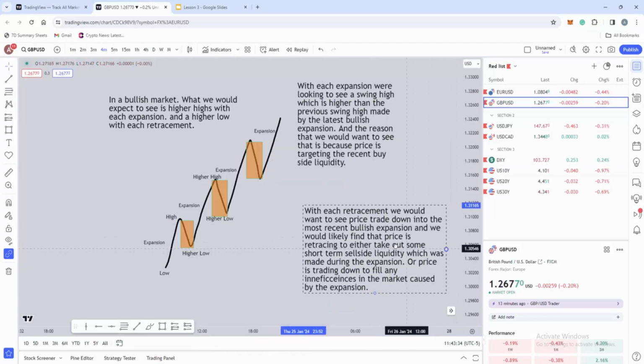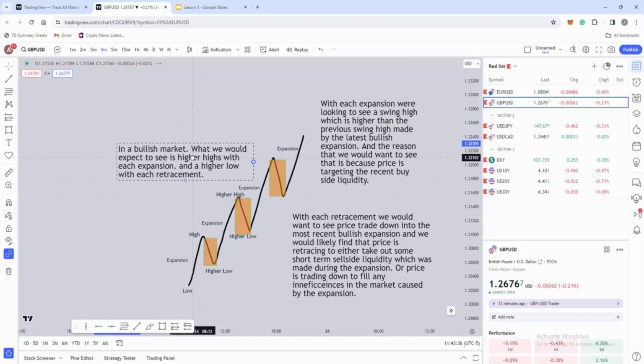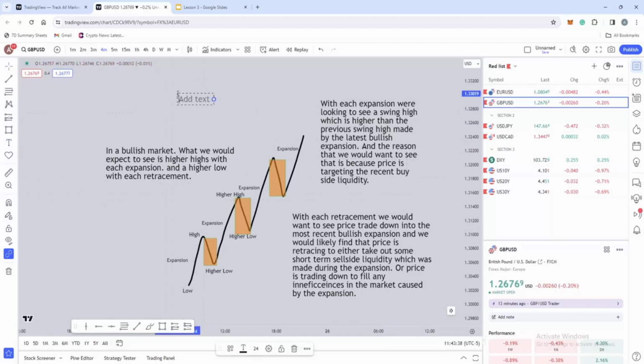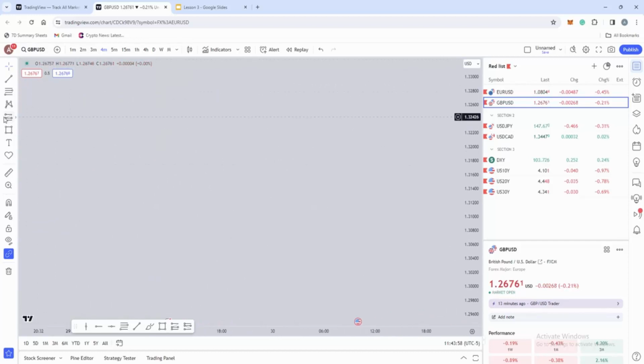So this is basically how the bullish market structure works. Alright. Bullish market structure. So now we know the bullish market structure. Let me have a deeper analysis into the bearish market structure.